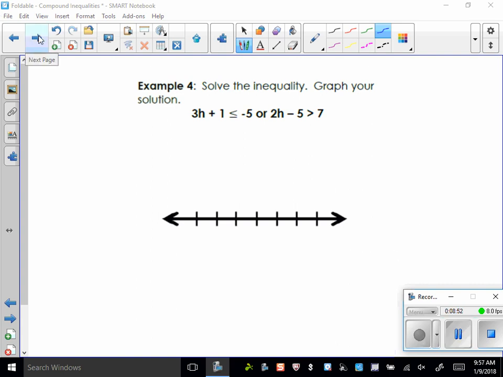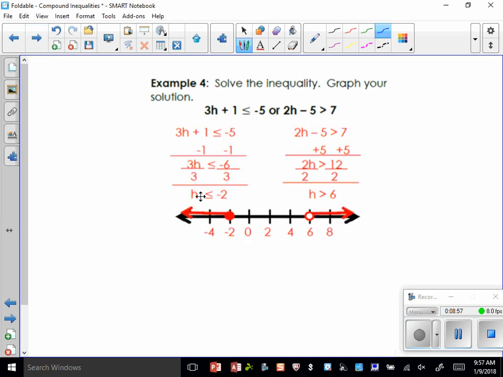All right, let's take a look to see what the answer is for the first one. You should have h is less than or equal to -2. How do we do on that? And on this side, you should have h is greater than 6. All you're doing is solving these individually. Subtract 1 from both sides, that gives you -6. Divide by 3, -6 divided by 3 is -2. Over here, add 5 to both sides, that gives you 12. Divide by 2, you get 6. So here it says h is greater than 6.